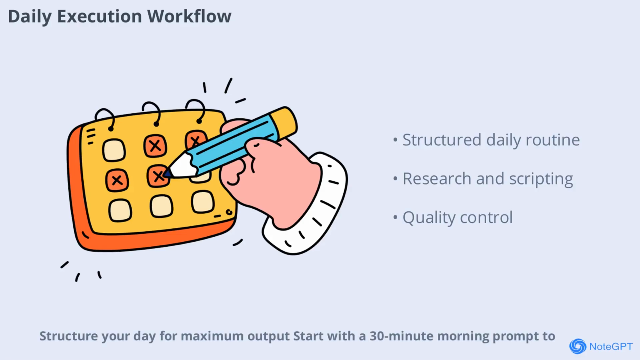Structure your day for maximum output. Start with a 30-minute morning prompt to identify top tasks and triage your inbox. Spend 105 minutes on research and scripting using web connectors for up-to-date facts.